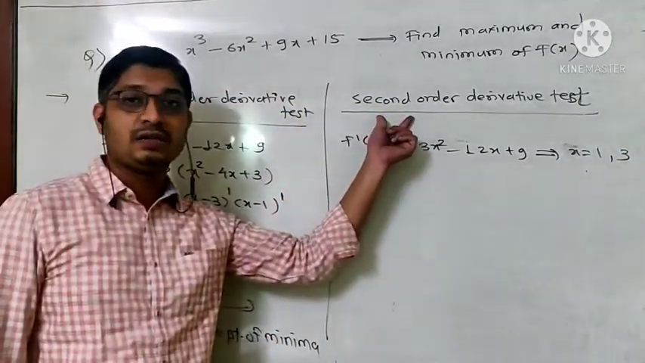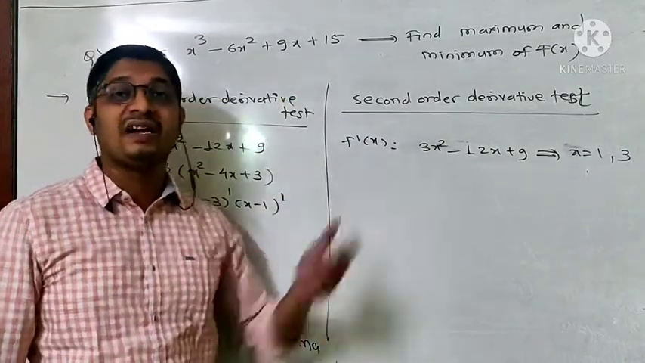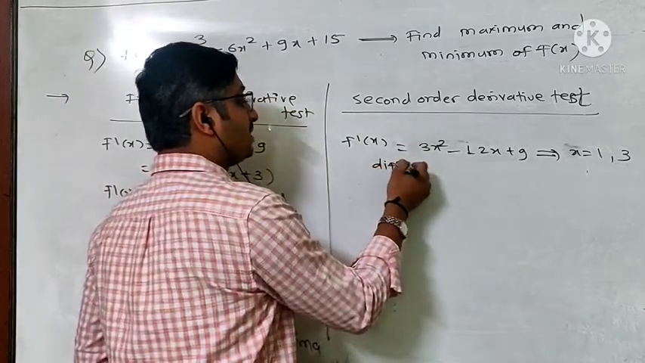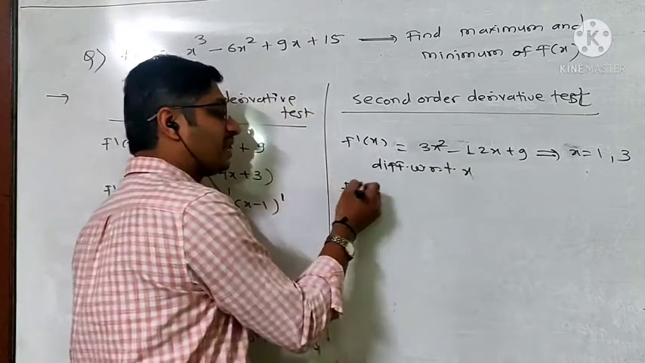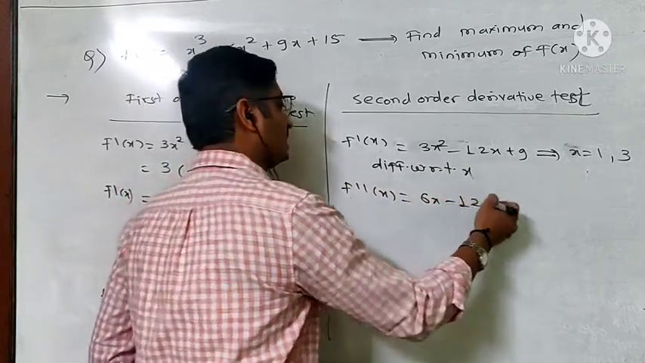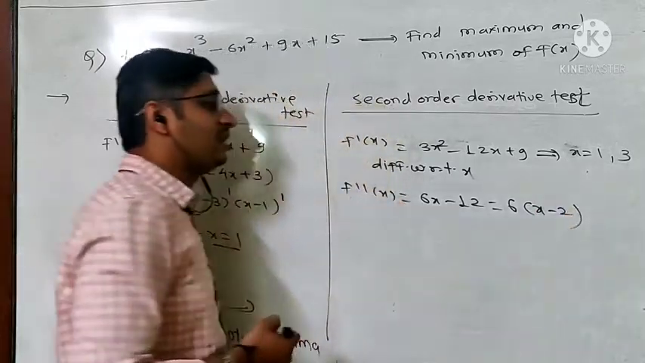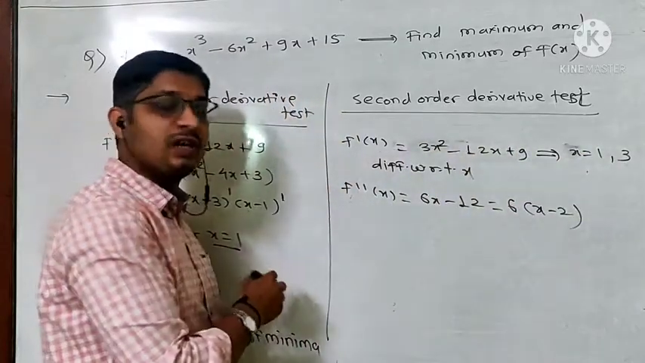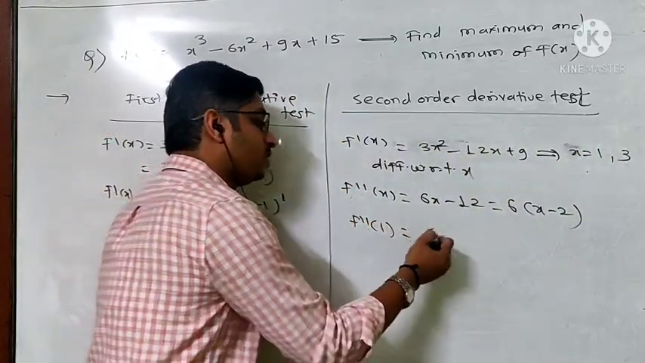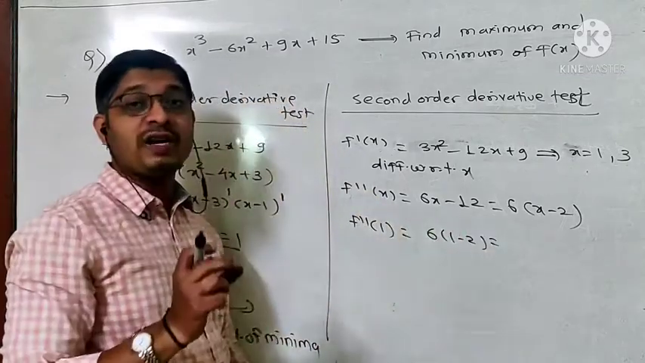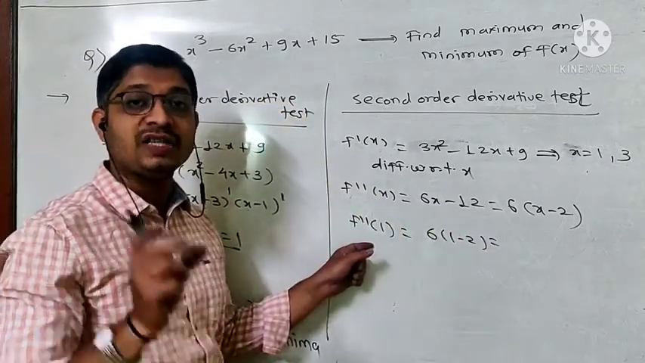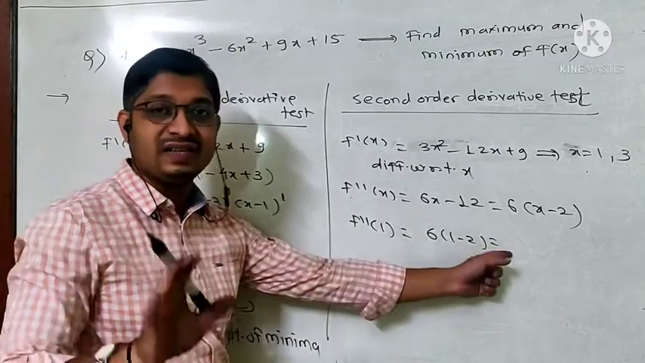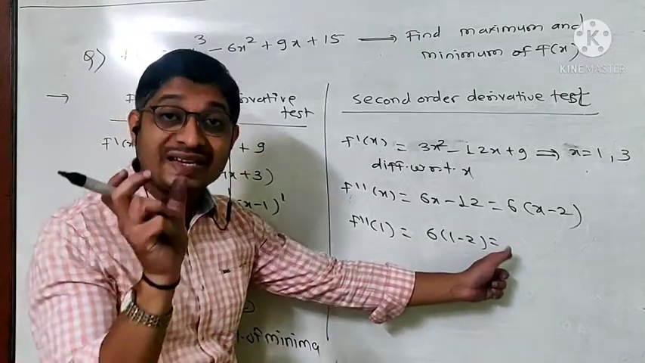In the second order derivative test, what are we going to find? We are going to find the second order derivative from the first order derivative. That means we are going to differentiate f dash of x again. So my second order derivative will be 6x minus 12. Taking 6 common, it will give me 6 times x minus 2. Put those critical points into the second order derivative. So f double dash of 1 will be 1 minus 2. My point is whether this second order derivative gives me a positive value or a negative value. That is my only requirement. I am not interested in the absolute value, I am interested only in its sign.